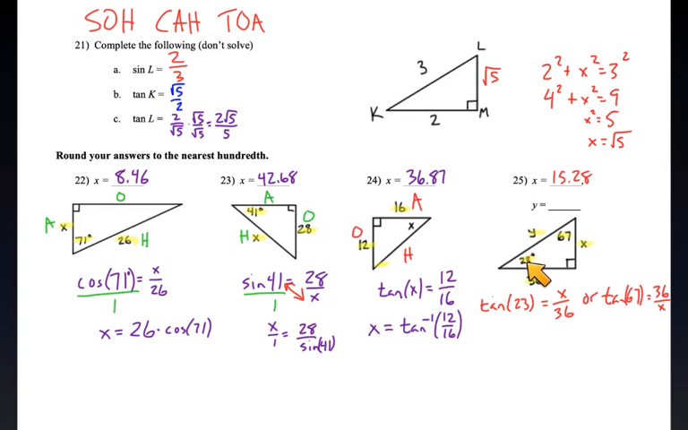If I say the tangent of 23, that's x over 36. If I say the tangent of 68, that's 36 over x. Solve either one of those. And same thing for solving for y. It doesn't matter if you use 23 or 67. From the perspective of 23, you'd use cosine. 36 is adjacent. From the perspective of 67, 36 is opposite. So it's 36 over y either way. That's how you solve for those.